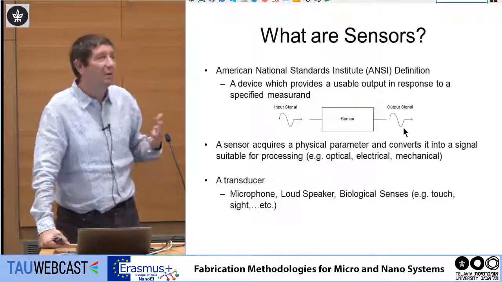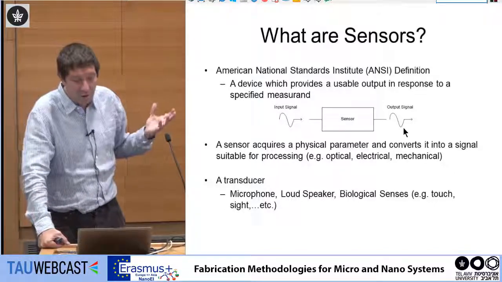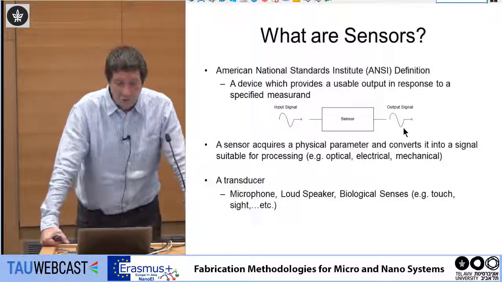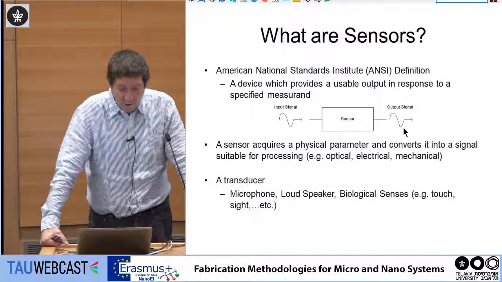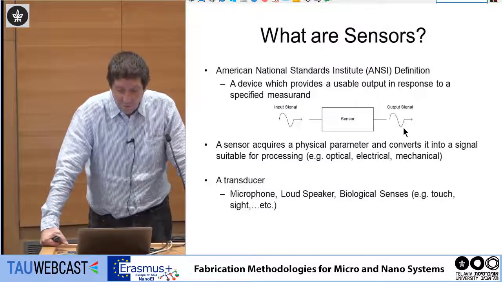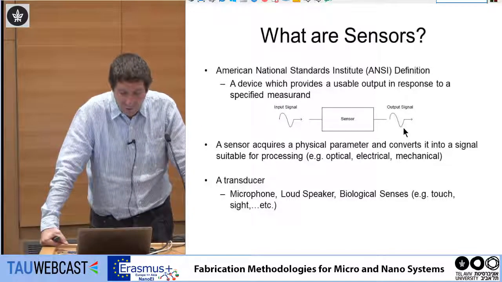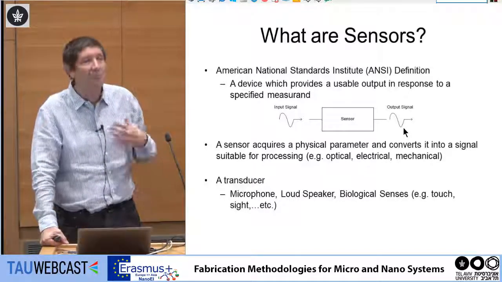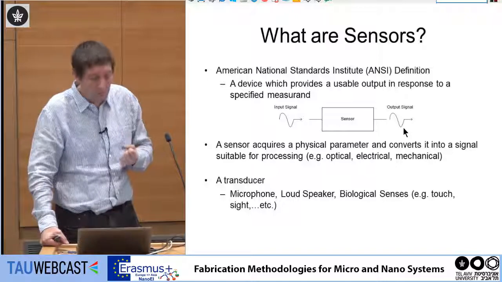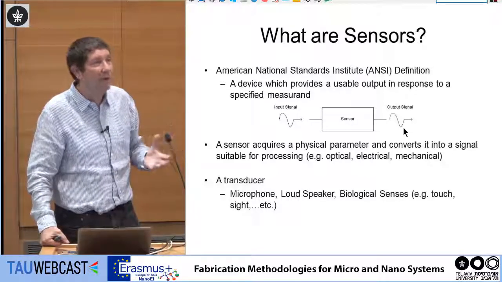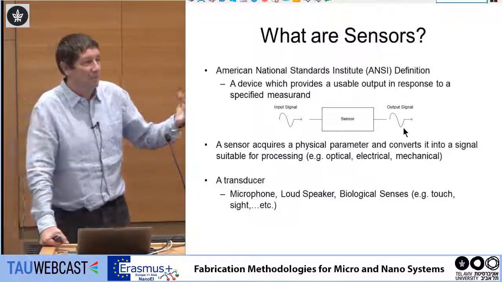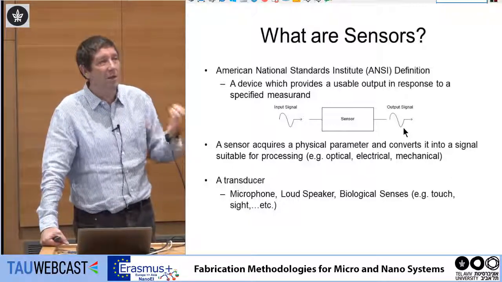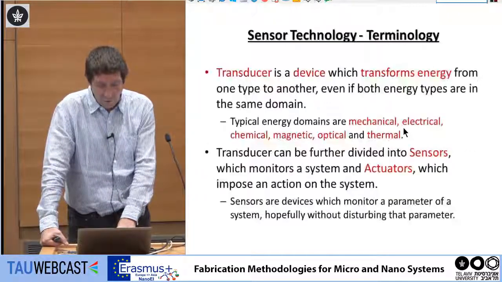So what is a sensor? All of you engineers know a sensor is, by definition, and I took this from the American National Standards Institute, a device which provides a usable output in response to a specific measurement. A sensor acquires a physical parameter and converts it to a signal suitable for processing: optical, electrical, mechanical. And then we have a transducer. The transducer is what we are going to talk about, like a microphone or loudspeaker, anything which converts a physical or chemical or biological measurement into an electrical signal. So this is what we are interested in.